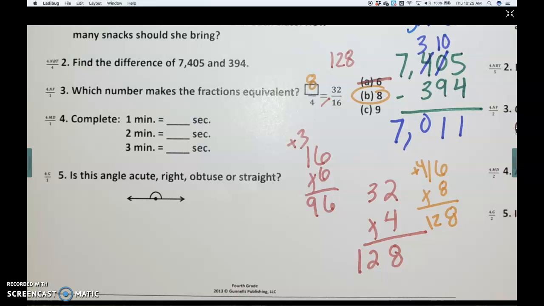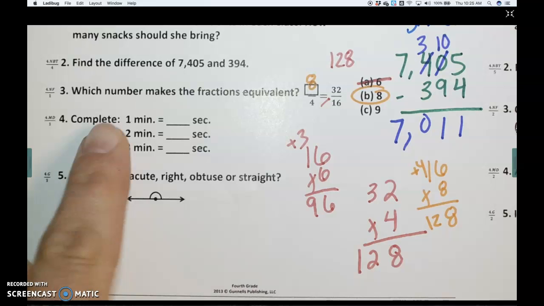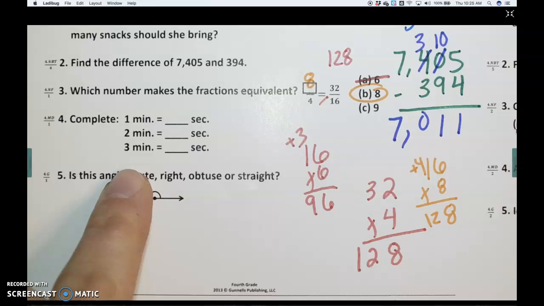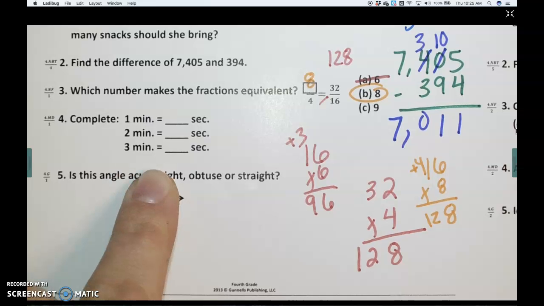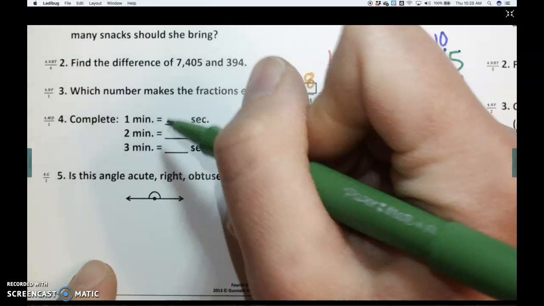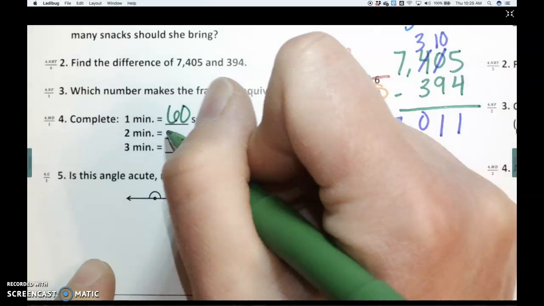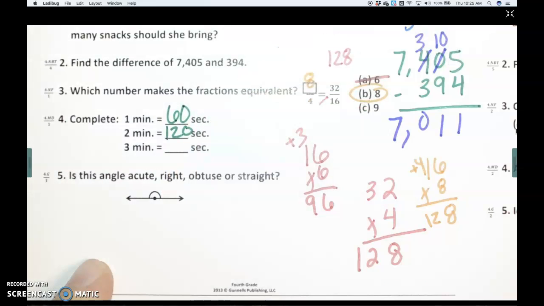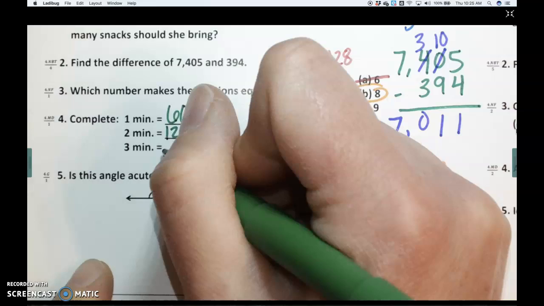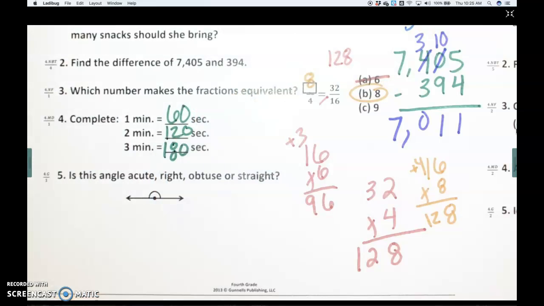Okay? And then number 4, you've got 1 minute, 2 minutes, 3 minutes equals how many seconds? Okay? So you know that 1 minute equals 60 seconds. So all you do is multiply that by 2. So 60 and 60 gives you 120. 60, 60, 60 gives you 180. So that's how you find out the missing number of seconds.